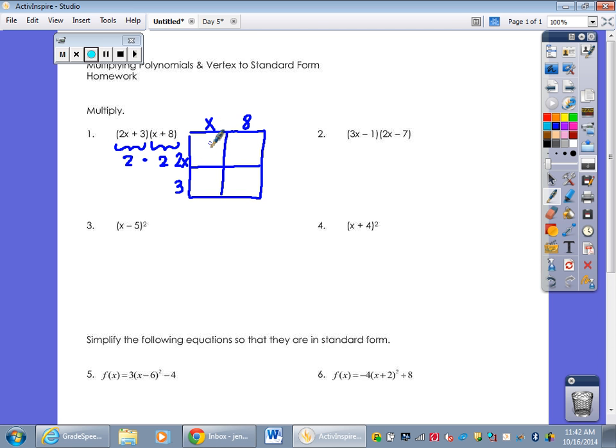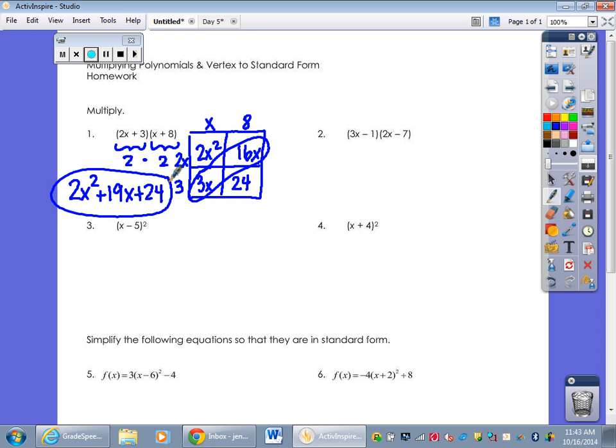Multiply 2x times x, which is 2x squared. 2x times 8 is 16x. 3 times x is 3x, and 3 times 8 is 24. Once we have everything multiplied, then we combine our like terms, and we put everything together. So we have 2x squared, we have 16x and 3x, which is 19x, and we have a positive 24. So this becomes 2x squared plus 19x plus 24.